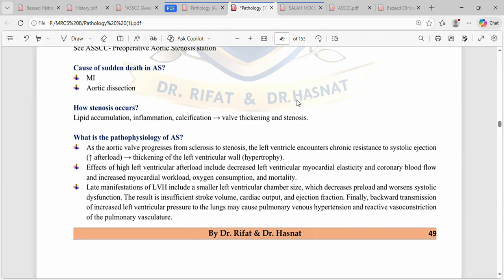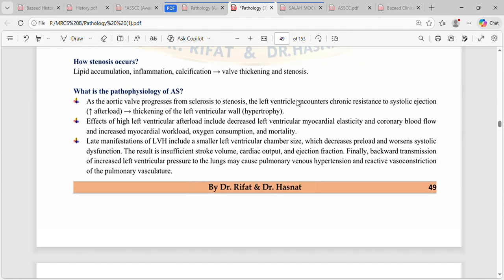Finally, backward transmission of the increased left ventricular pressure to the lungs may cause pulmonary venous hypertension and reactive vasoconstriction of the pulmonary vasculature. Remember, whenever there is hypoxia in the lungs, the pulmonary vessels constrict. Why? Because this is a physiological mechanism. They constrict to shunt the blood flow towards the high oxygen areas. So it leads to pulmonary hypertension.